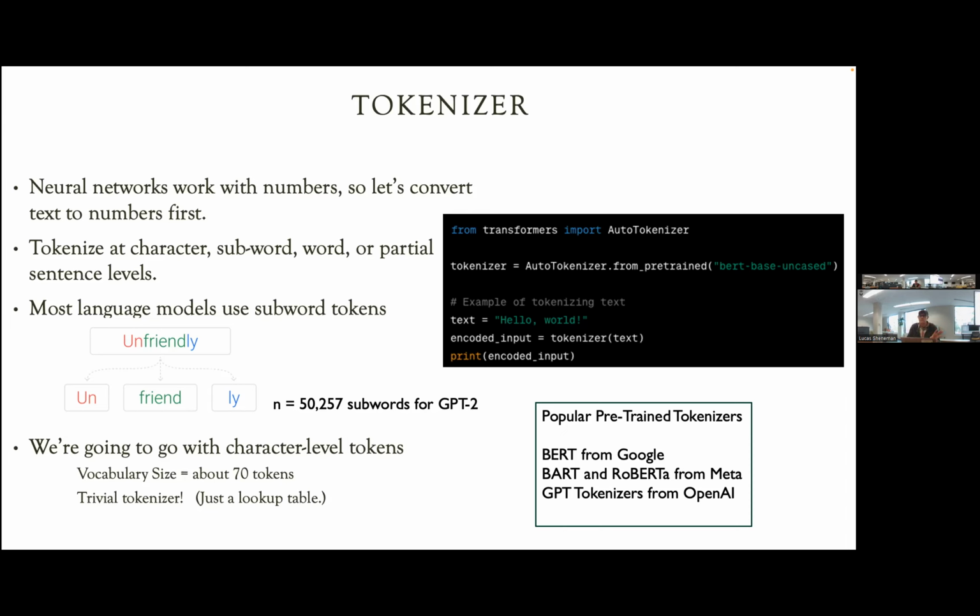So that's tokenization. Tokenization at the character level is really easy. It's a simple lookup, right? The letter A has a number associated with it. Letter B has a different number associated with it. It's super easy to go both ways.